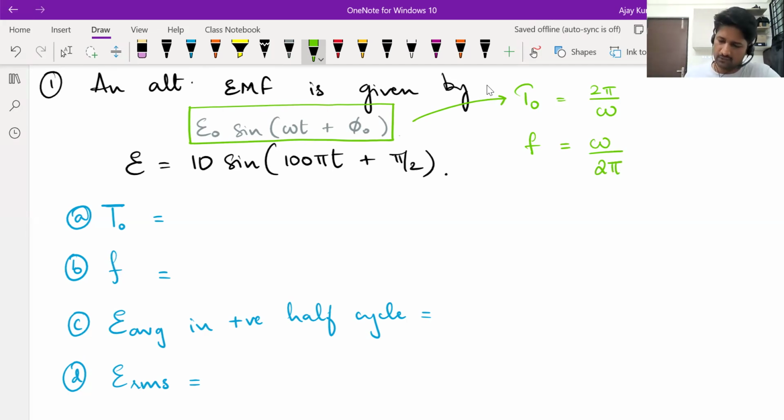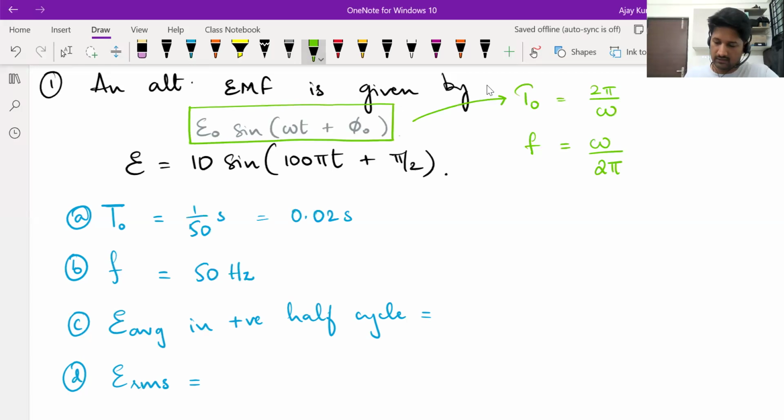Okay, so time period here becomes 2 pi by, in place of omega, we have 100 pi. 2 pi by 100 pi is 1 by 50 seconds. That will be 0.02 seconds. Frequency is inverse of time period. It will be 50 per second, 50 cycles per second. You call it as 50 hertz.